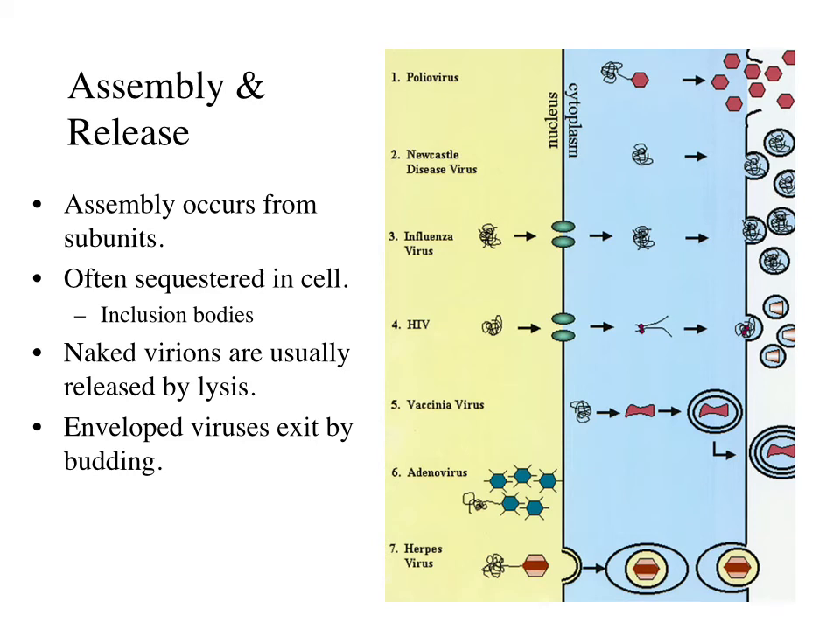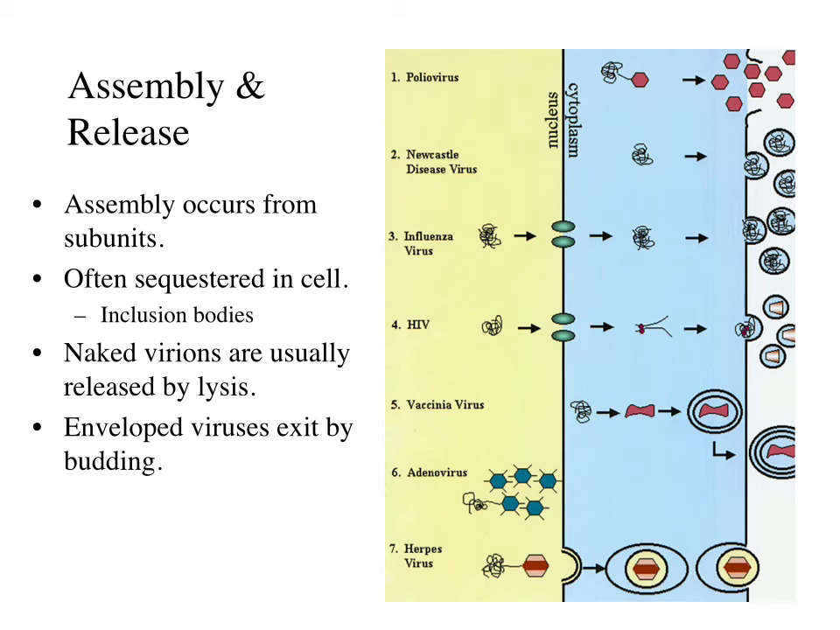If we look at this figure showing release, some viruses, as we've talked about before, are released by budding. You can see Newcastle virus buds from the plasma membrane. Influenza virus replicates in the nucleus, but it is then transported through the nuclear pore into the cytoplasm and buds from the plasma membrane.